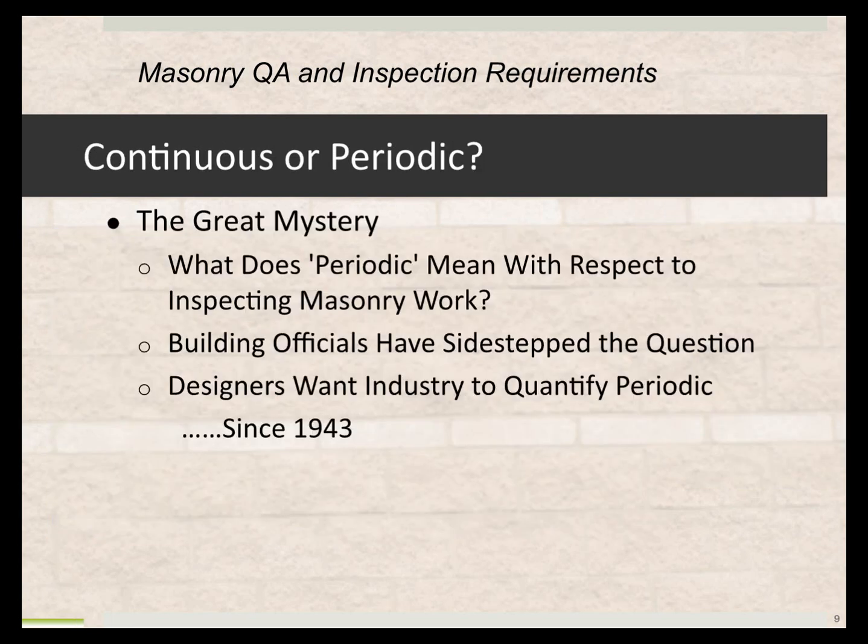And when we talk about masonry inspection, we have a couple of terms, and one of them is kind of a mystery, and it always has been. That is periodic inspection. What does periodic mean with respect to inspecting the masonry work? In other words, how much does periodic represent? Is it 5%, 25%, 50, 75, 90%? The code has been absolutely silent on this.